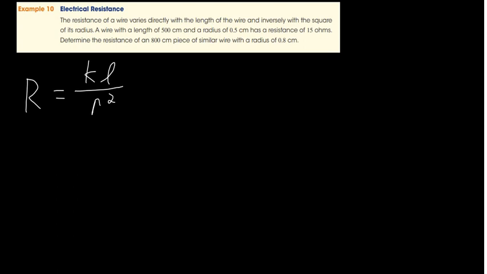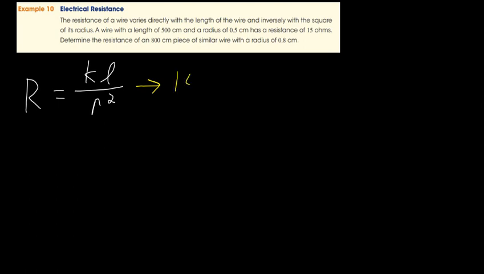Okay, so this is our starting point. Next up, what we're going to have to do is figure out what K is. The next sentence, a wire with a length of 500 centimeters, tells me what the length is, and a radius of 0.5 centimeters has a resistance of 15 ohms. So I'm going to plug all those into my equation.